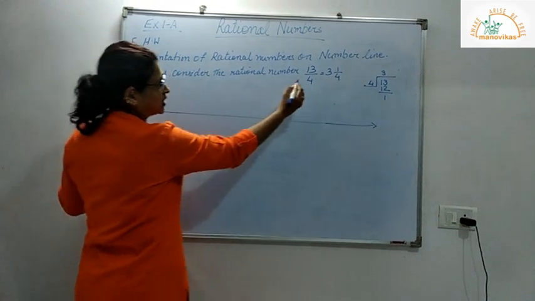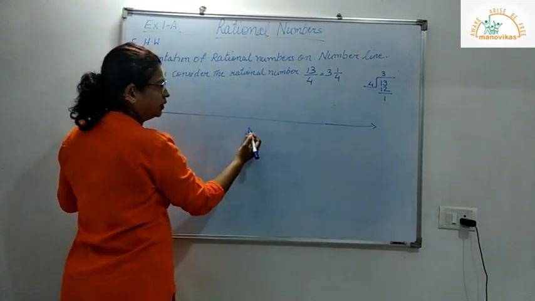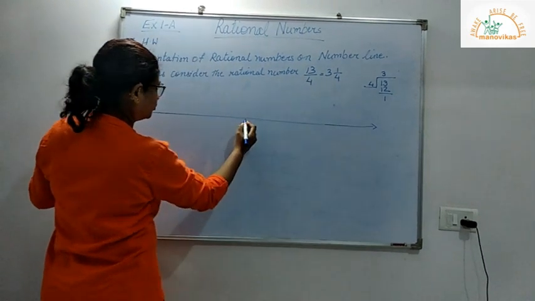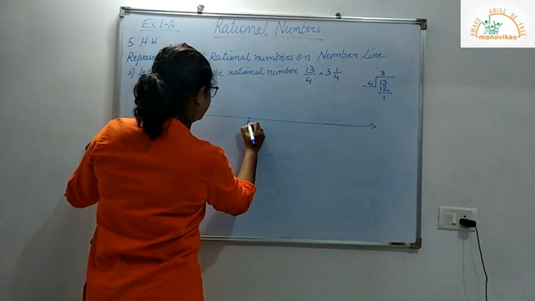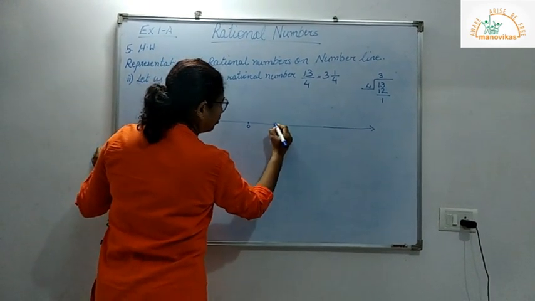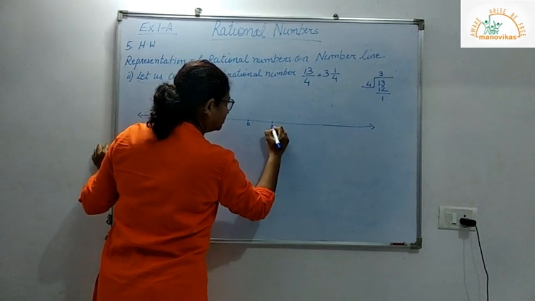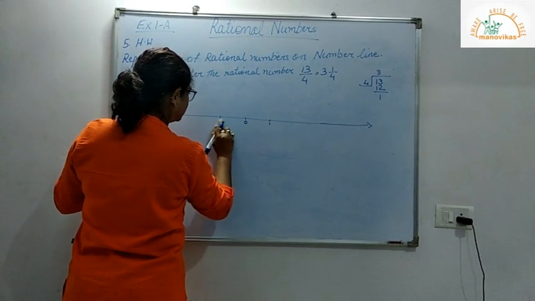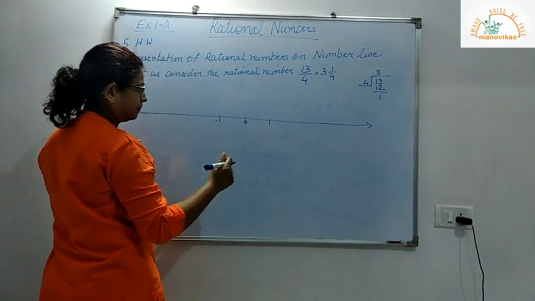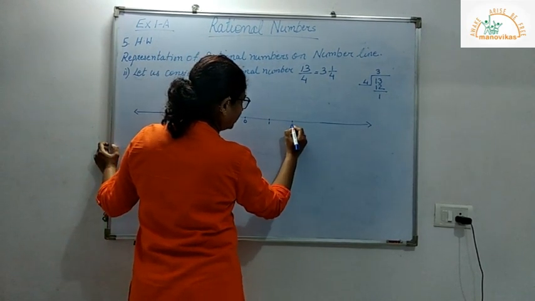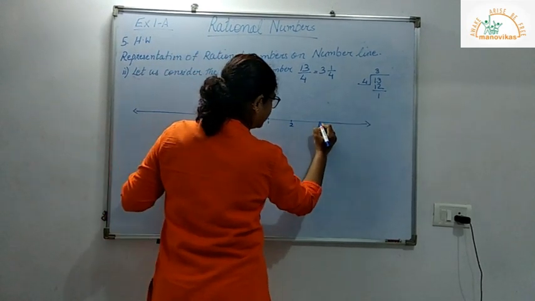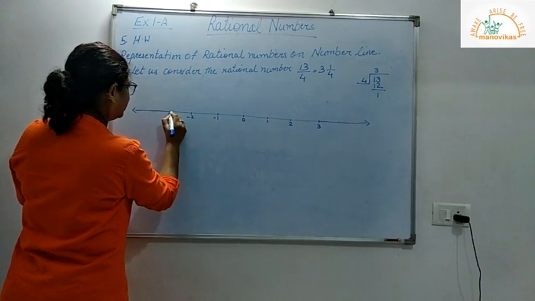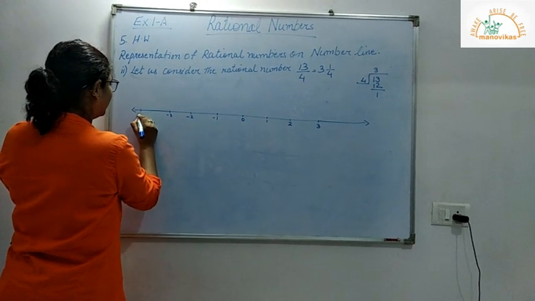Okay, so we represent 13/4 on the number line. We write it as the mixed fraction, that is 3 1/4. First I mark my 0 over here. To the right we have the positive numbers and to the left I have my negative numbers. So here minus 1, again here I need 2, then 3. Now negative 2, negative 3 and we have negative 4.